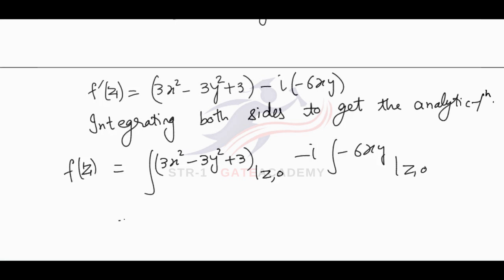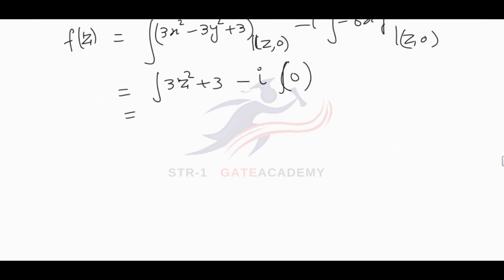So if I put (z, 0), this will become the integration of 3x² plus 3. I am putting (z, 0), right? x equal to z and y is equal to 0, minus iota times the integration of 0. So this will become nothing but, no sorry, we will not put x here, this x will become z basically, and this is also 0.